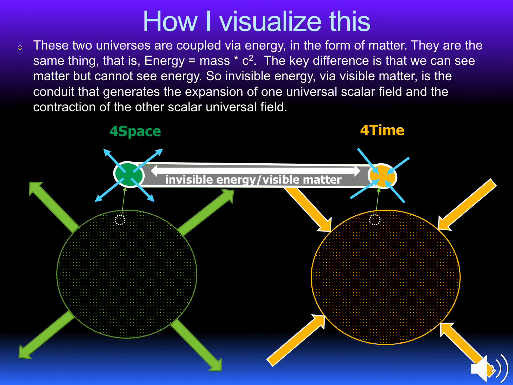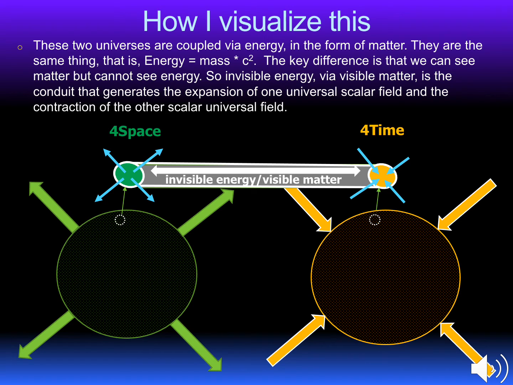Here I present how I find it easy to visualize this, and maybe it'll help you, I'm not sure. But these 2 universes are coupled via energy in the form of matter. Now, they are the same thing in that energy is equal to mass times the speed of light squared. But the key difference is that we can see matter, but we cannot see energy. So invisible energy via visible matter is the conduit that generates the expansion of one universal scalar field and the contraction of the other universal scalar field. So hopefully this will help you visualize this a little bit more.